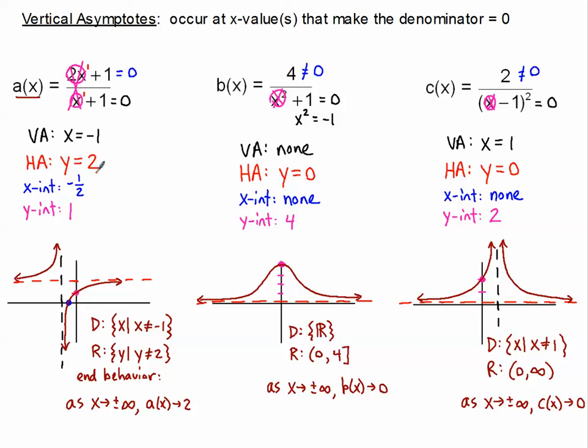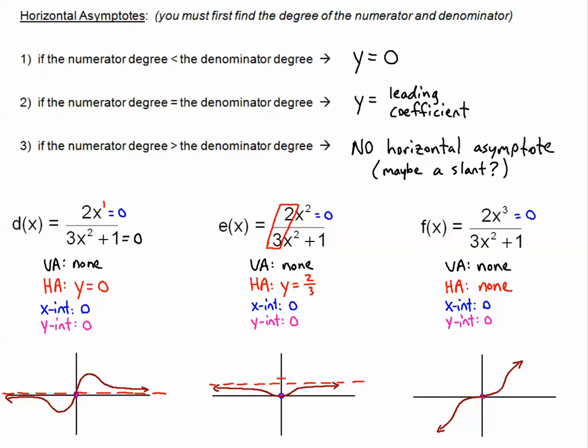In our b of x and c of x, the degree in the numerator is 0 here, because this is like 4x to the 0 power. And 0 here, this is 2x to the 0 power. 0 is less than the denominator's degree in both cases, and that's why case 1 is what the horizontal asymptote is, y equals 0 and y equals 0. So make sure you understand those three cases, and I'll see you in class to practice that.